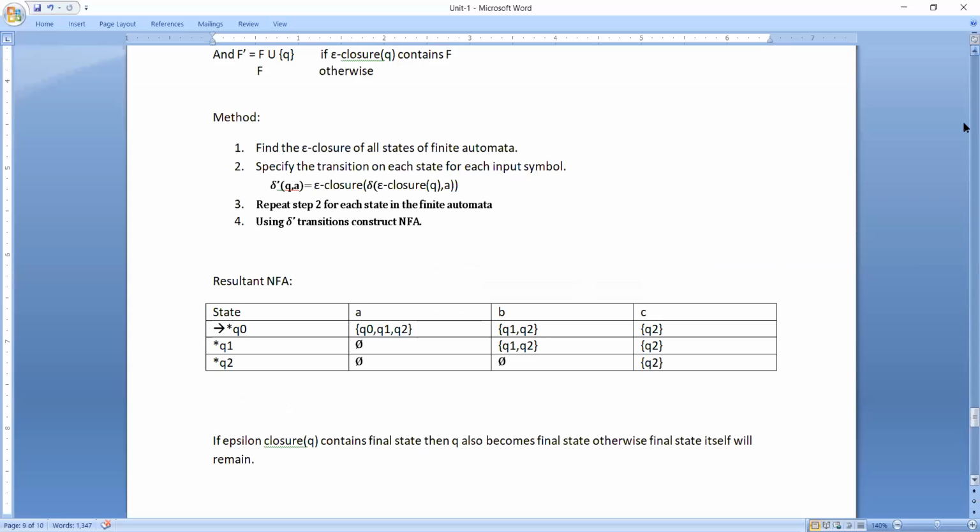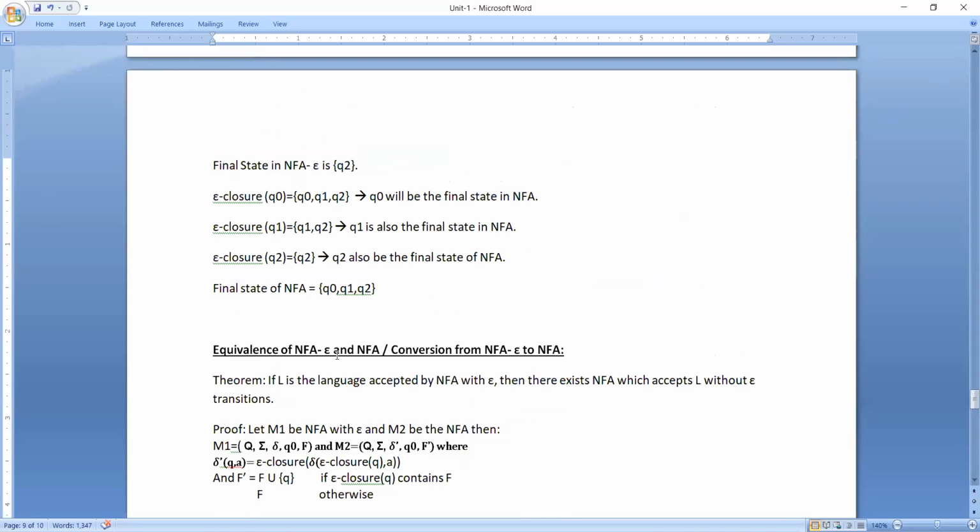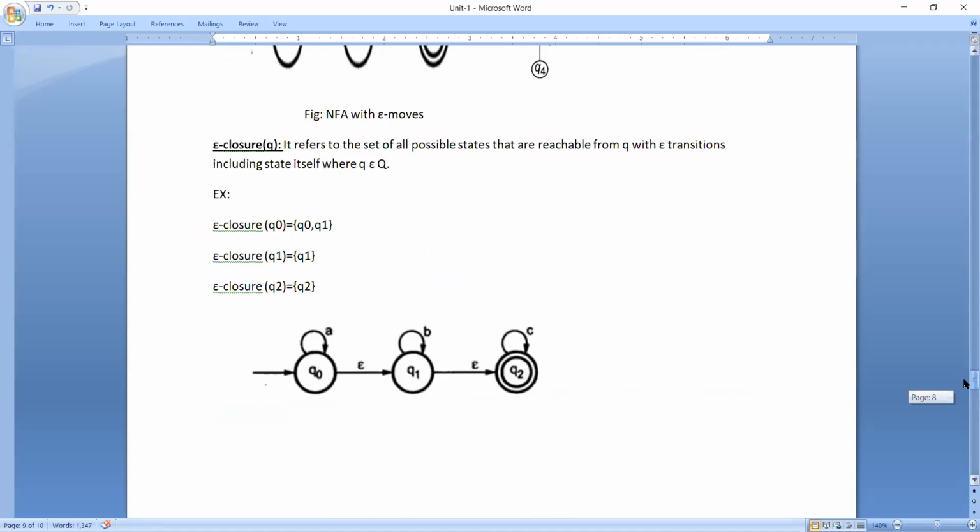Now just have a look at this. There is a small algorithm or theorem. Equivalence of NFA epsilon and NFA, or conversion from NFA epsilon to NFA. This theorem is saying that if L is the language accepted by an NFA with epsilon, then there exists an NFA which accepts L without epsilon transitions. In the sense, if I have some language L which is accepted by an NFA epsilon, then there exists a non-deterministic finite automata which accepts the same language L. So how? Let's observe.